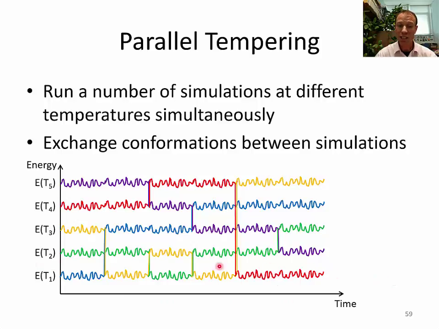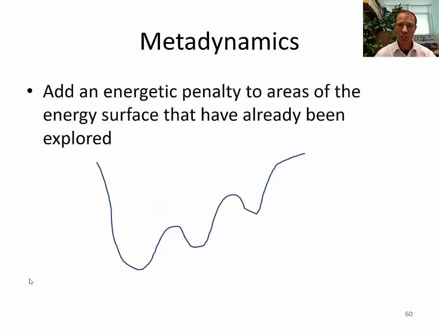So this again just gives us a way of enhancing the sampling of a simulation at a certain temperature by allowing it to explore the potential energy surface more effectively. Another approach you might come across in the literature is approaches based on so-called metadynamics. These approaches basically add an energetic penalty to areas of the energy surface that have already been explored.